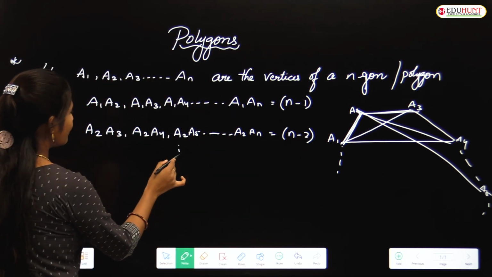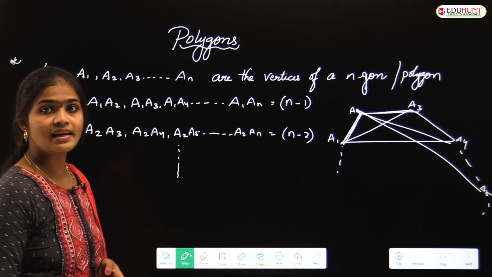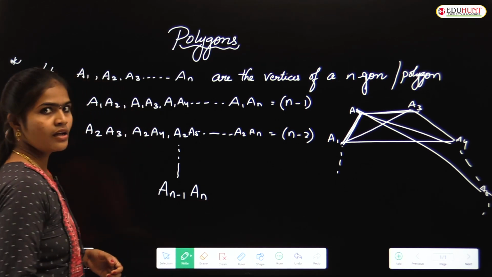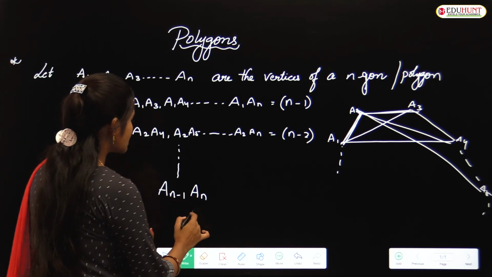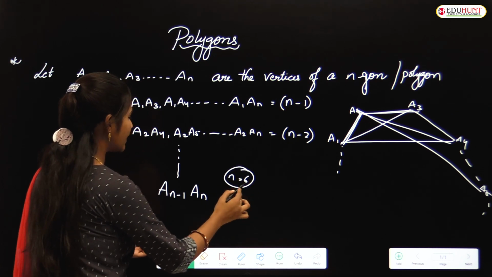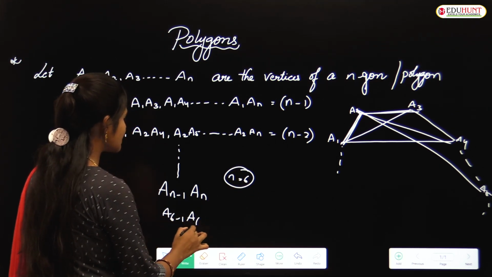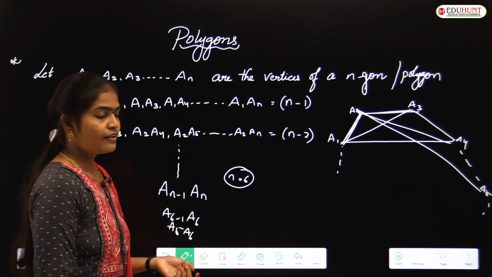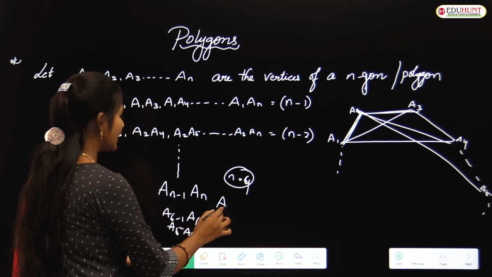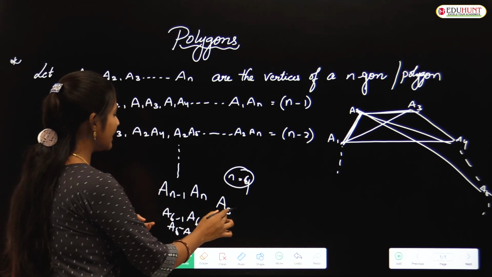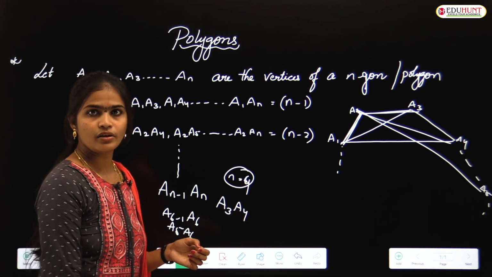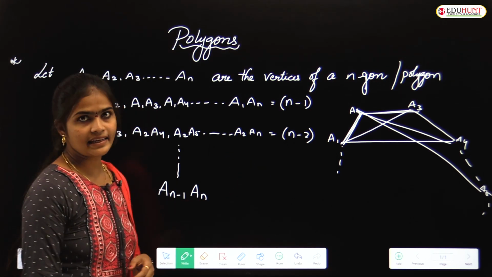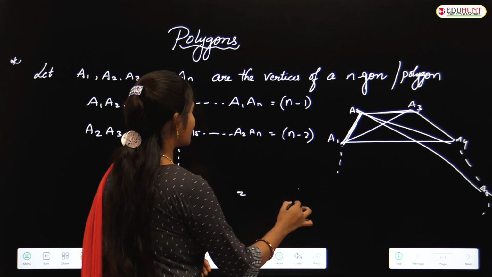And in the same way, what is the last line segment? That is nothing but A(n-1)AN. For example, if n is equal to 6 sided figure, then this is 6 minus 1 and this is A6. So the last line segment is A5A6 only, no? For example, if n is equal to 4, then A(n-1) means 4 minus 1, A3A4. That's why the last line segment is A(n-1)AN, which is nothing but 1.